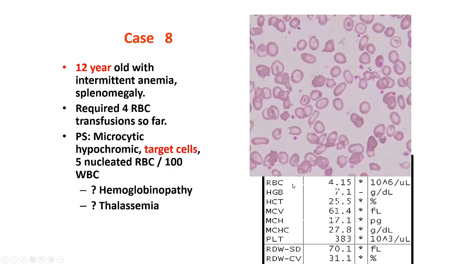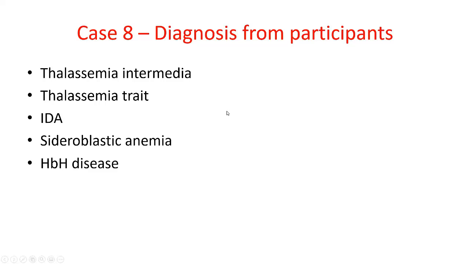And the red cells were of course diminished, 4 million, and hematocrit is low. MCV is very, very low, 61. MCH was 17, MCHC 27, platelets were normal. But look at the RDW, indicating an isopoikilocytosis. RDW CV was 31. So this was a case of microcytic hypochromic anemia with target cells, with teardrop cells, with nucleated RBCs, suggestive of the fact that probably we are dealing with a case for HPLC. Now, this is the diagnosis.